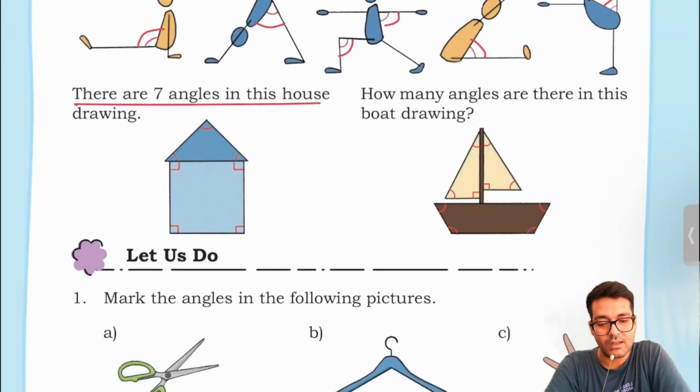There are 7 angles in this house drawing. 1, 2, 3, 4, 5, 6, 7. How many angles are there in this board drawing? 1, 2, 3, 4, 5, 6, 7, 8, 9, 10.